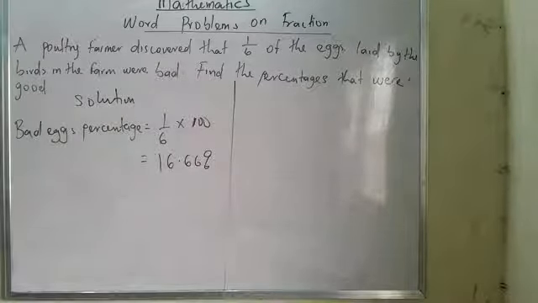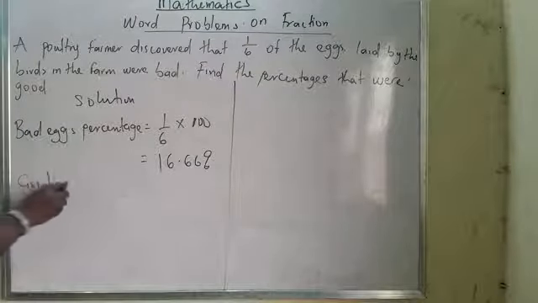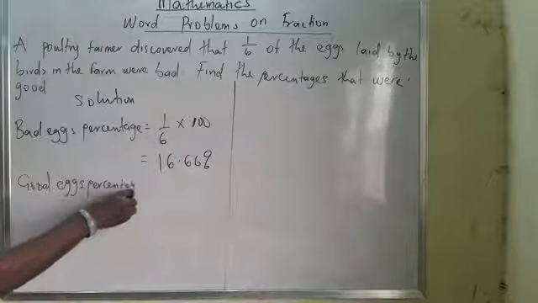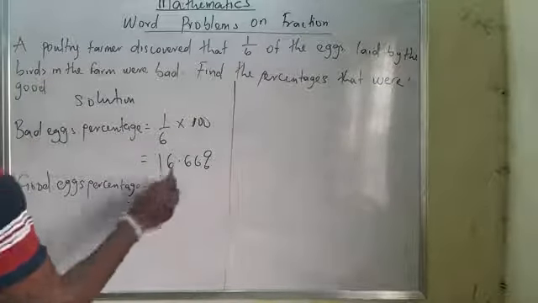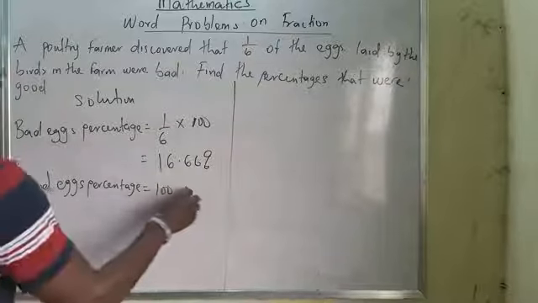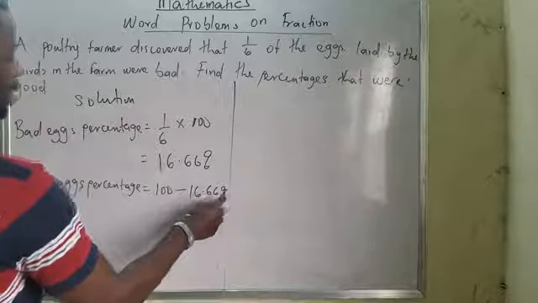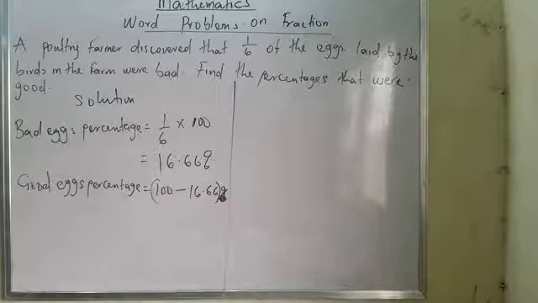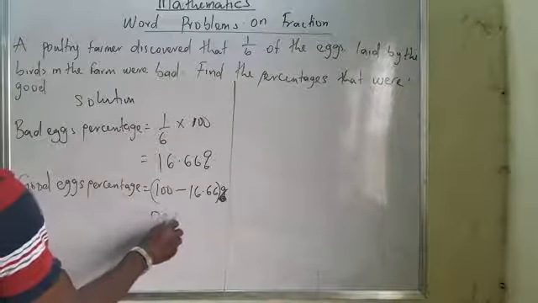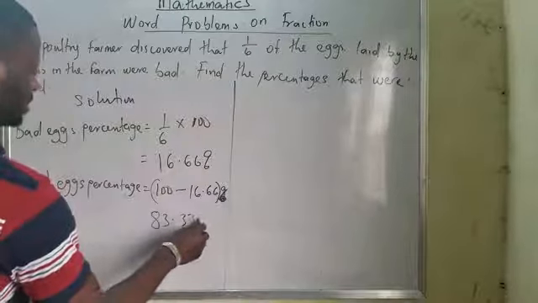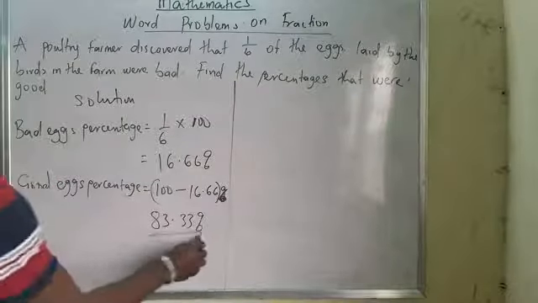16.66%. Now, I can also say that the good eggs percentage will be equal to 100, because we are talking about percentage, minus 16.66, all in percent. Now, which I'll be having 83 point. It will be 83.33% of good eggs. That is 83.33.